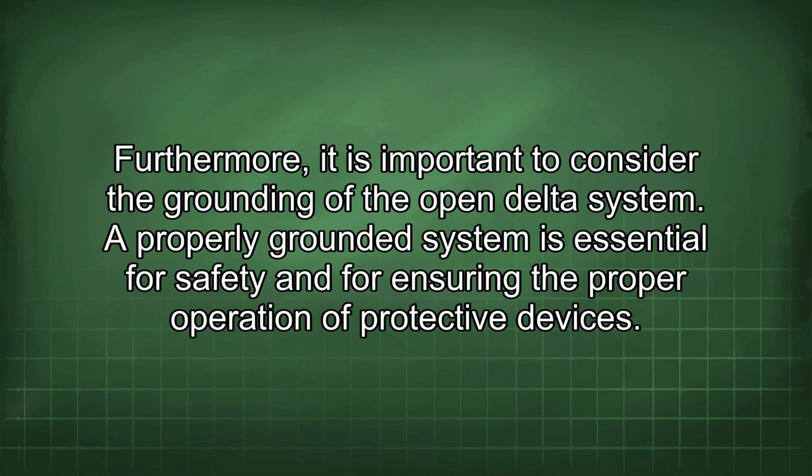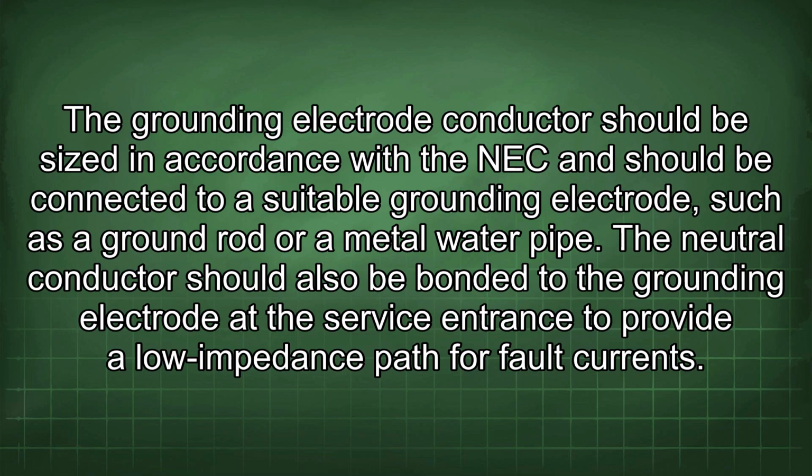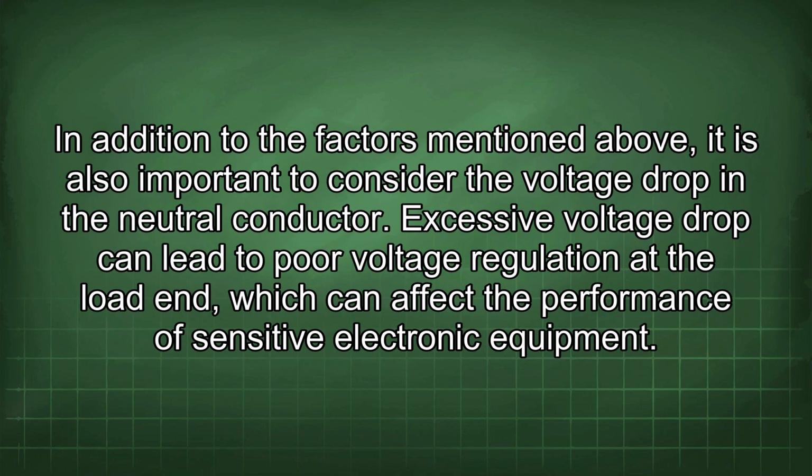Furthermore, it is important to consider the grounding of the open delta system. A properly grounded system is essential for safety and for ensuring the proper operation of protective devices. The grounding electrode conductor should be sized in accordance with the NEC and should be connected to a suitable grounding electrode, such as a ground rod or a metal water pipe. The neutral conductor should also be bonded to the grounding electrode at the service entrance to provide a low impedance path for fault currents.